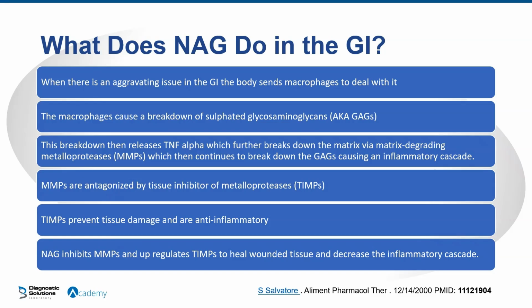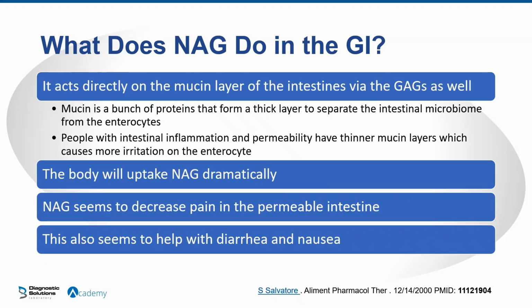The opposite of MMPs, or the thing that turns off that inflammatory cycle, is something known as TIMPs. TIMPs prevent tissue damage and are super anti-inflammatory. N-acetylglucosamine turns off the MMPs, upregulates the TIMPs, and heals wounded tissue to decrease the inflammatory cascade.